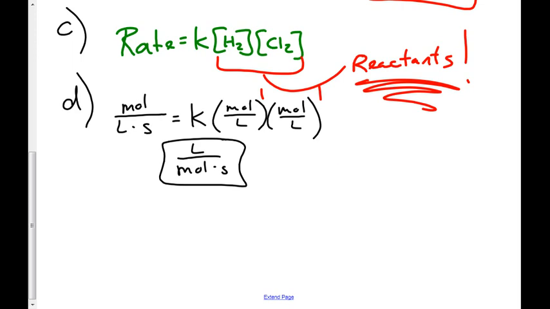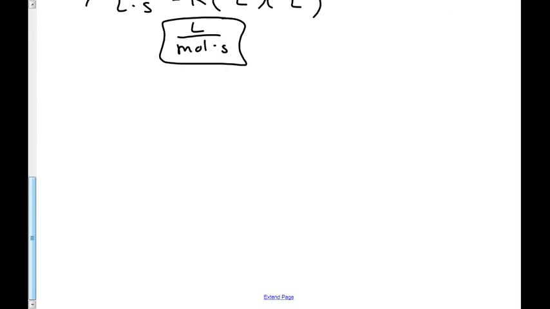Please, if you're just sitting there, oh my gosh, I can't remember because I was supposed to memorize this, write it out. Put the units. Where did I get those units? From the table. I did not have that memorized at all. Okay, only a couple left. E, predict the initial rate of the reaction if the initial concentration of H2 is that and the initial concentration of Cl2 is that.